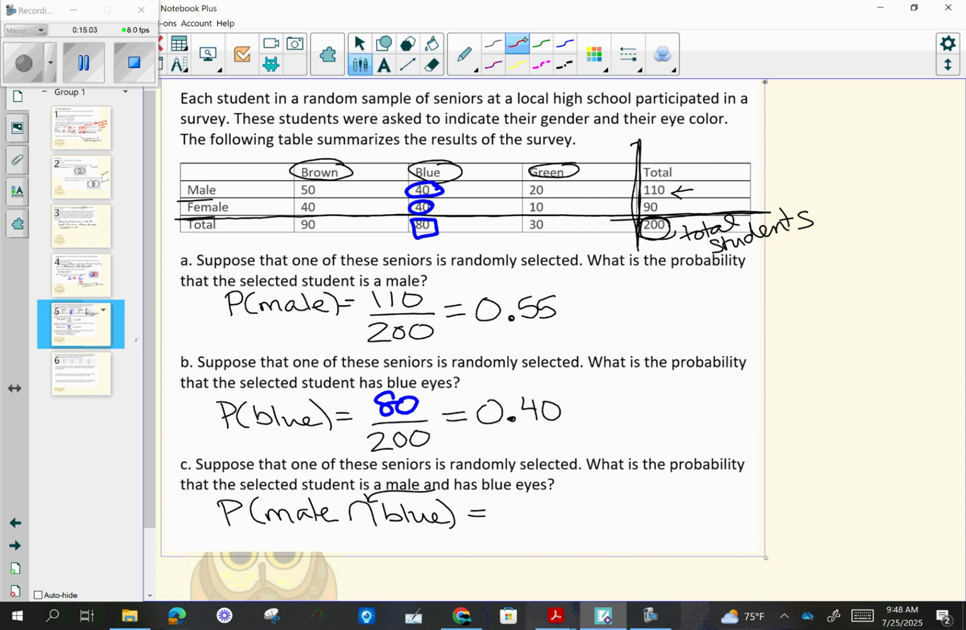All right, looking at that one, male and blue, where male, this row, intersects blue is right here. It's this top 40. It is still out of my total of 200. So we've got 0.20. So that word and gives me intersection. All right, 3 more to go.